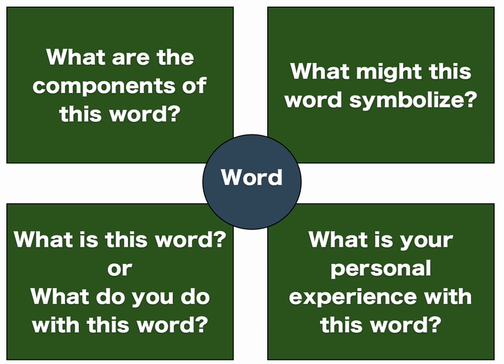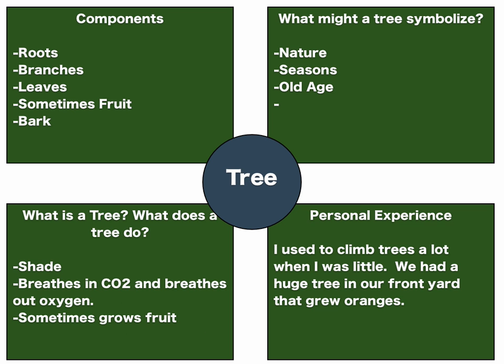So we took words like tree, and we said, okay, what makes up a tree? It has roots, branches, leaves. Sometimes it has fruit. It has bark. So what does a tree do? It can provide you shade. It breathes in CO2, breathes out oxygen. Sometimes it grows fruit. You could have students come up with more answers.